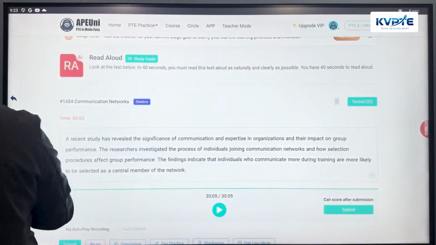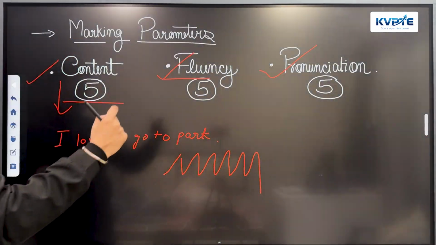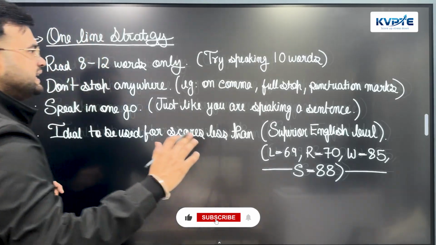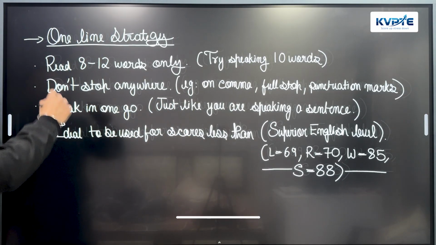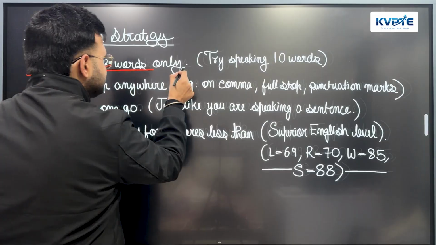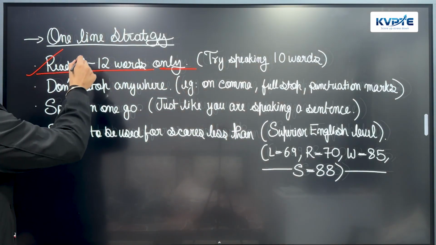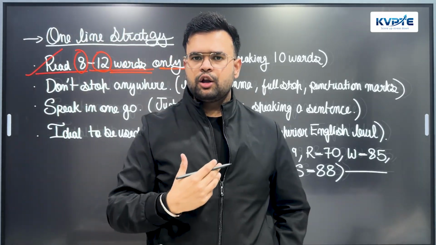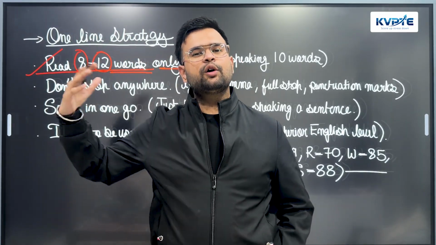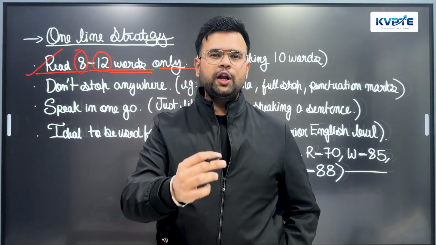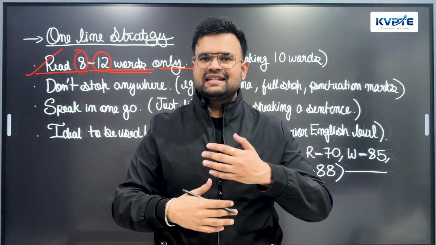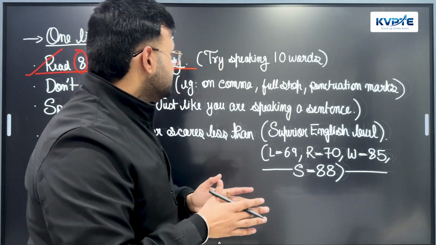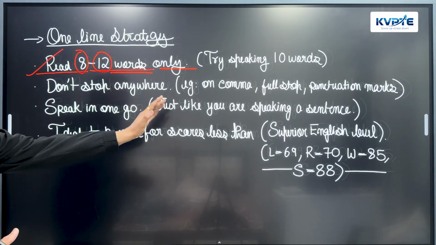So let's go to the one line strategy notes, and I'll be explaining the one line strategy today. Very important thing and a very easy way of doing the read alouds. What you have to do in the one line strategy is speak 8 to 12 words. Some students are not very good at reading the whole paragraph. So if you think that your fluency is not good but your pronunciation is good, you can just read 8 to 12 words only.